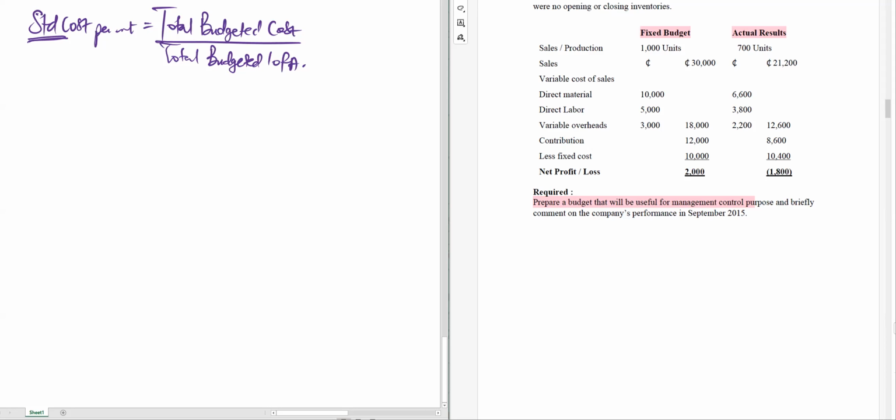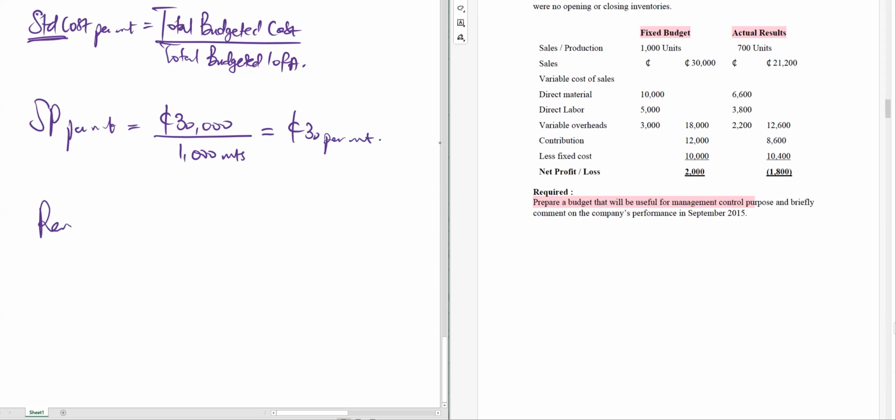cost per unit. So if I take sales, for instance, what's my selling price per unit? I must take the budgeted selling price, which is 30,000, and divide by the budgeted level of the budgeted units. That means our selling price will be 30 cedis per unit. True or false? True.